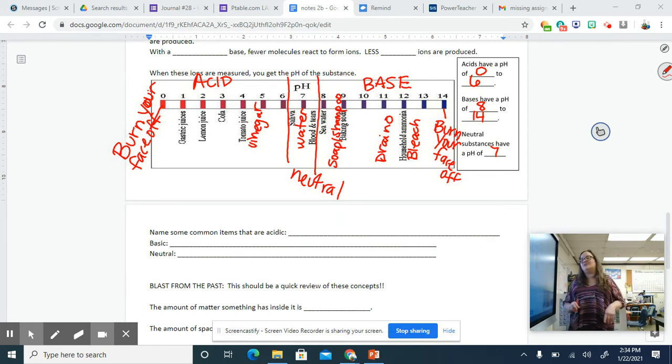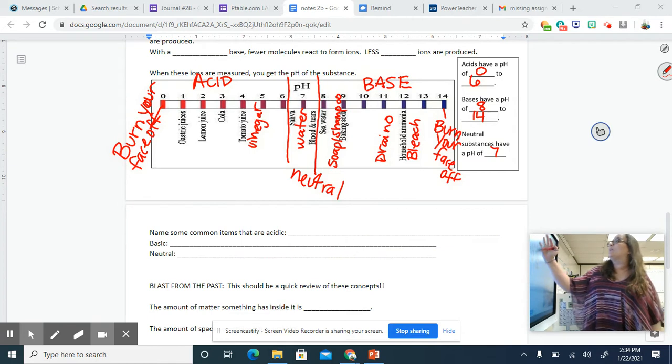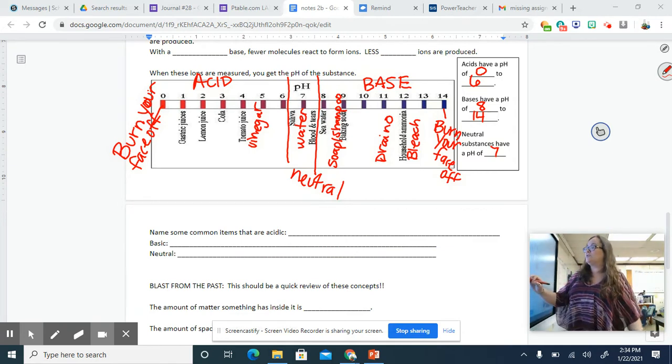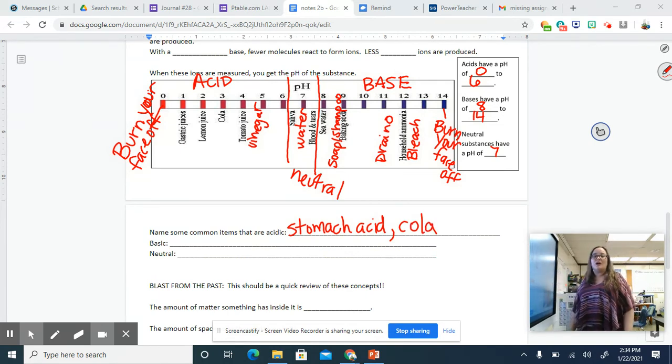So now I'm going to give you the answers. So things that are acidic. Well, anything that we wrote over here. So gastric juices means your stomach acid. So stomach acid could be something that you wrote. You could have written lemon juice. You could have written cola. You could have written vinegar or tomato juice. Oranges, citric acid, all of those would count.